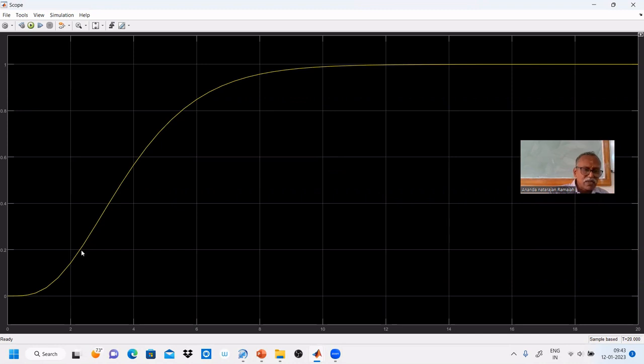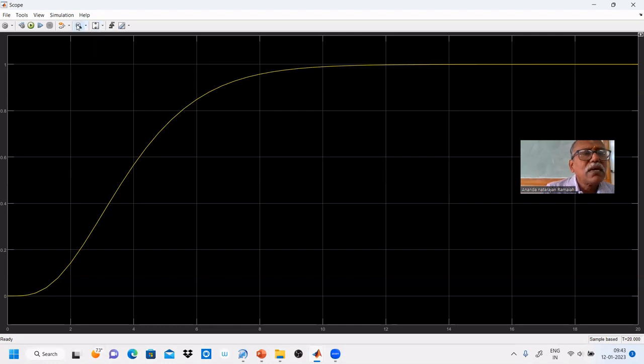So if you draw a tangent at the point of inflection, the tangent will cut the x-axis here. Here you can find the dead time. Then the time taken to reach 63.2%. What is 63.2%? It is 0.63, 0.632.